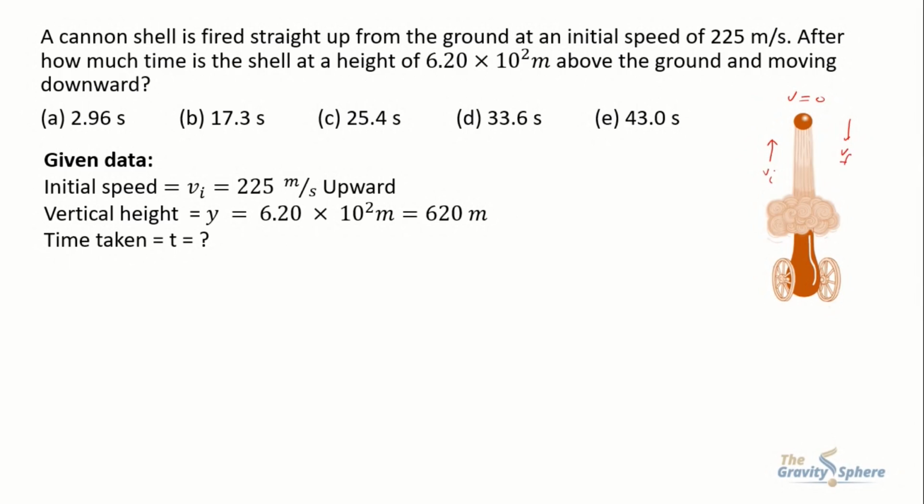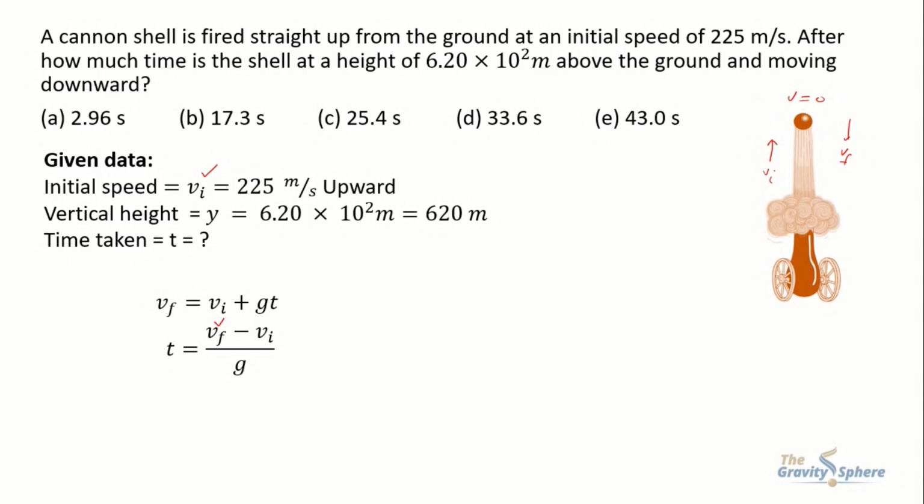To determine the time taken, we have the formula Vf equals Vi plus Gt. From this formula, we get T equals (Vf minus Vi) divided by G. From this formula, we can get T if Vf, Vi and G are given. But in the given data, only Vi is given. So we have to find Vf first.